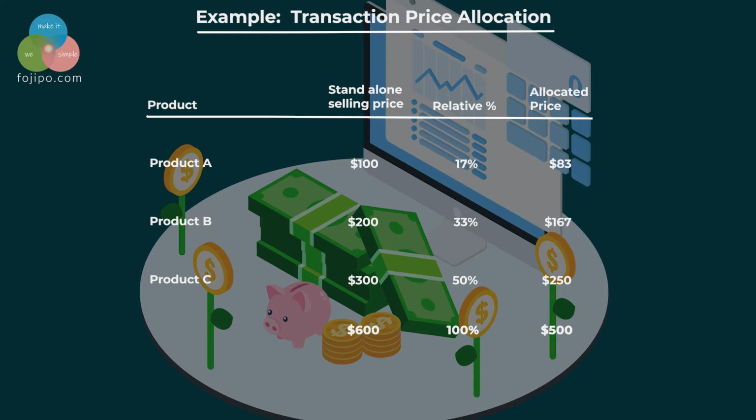This is the key idea with respect to allocation of transaction price to each performance obligation. That is, by default, transaction price has to be allocated to each performance obligation in the ratio of their relative standalone selling price. Now it's time to get into some detail and look at some other aspects of transaction price allocation.